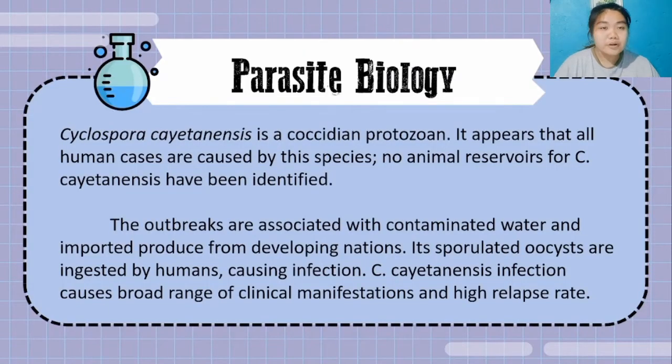So first, I'm going to talk about the parasite biology. Cyclospora cayetanensis is a coccidian protozoan. It appears that all the human cases are caused by this species, and no animal reservoirs for C. cayetanensis have been identified. The outbreaks are associated with contaminated water and imported products from developing nations. The distribution of this parasite is worldwide. Its oocysts are ingested by humans, causing infection. C. cayetanensis infection causes a broad range of clinical manifestations and a high relapse rate.